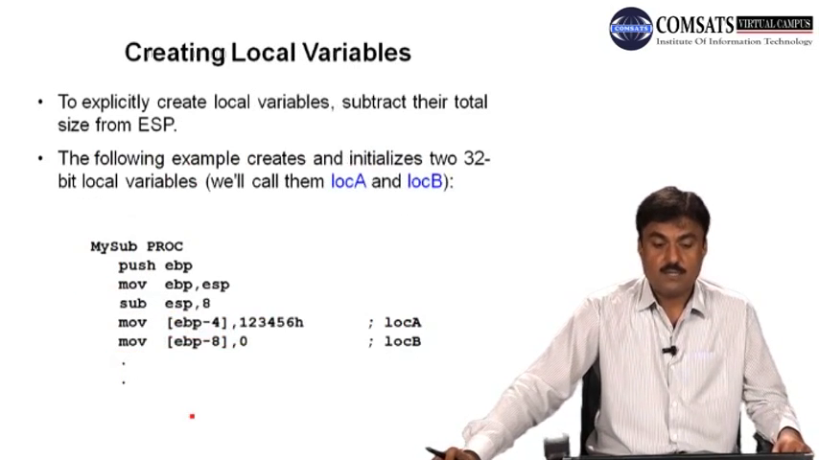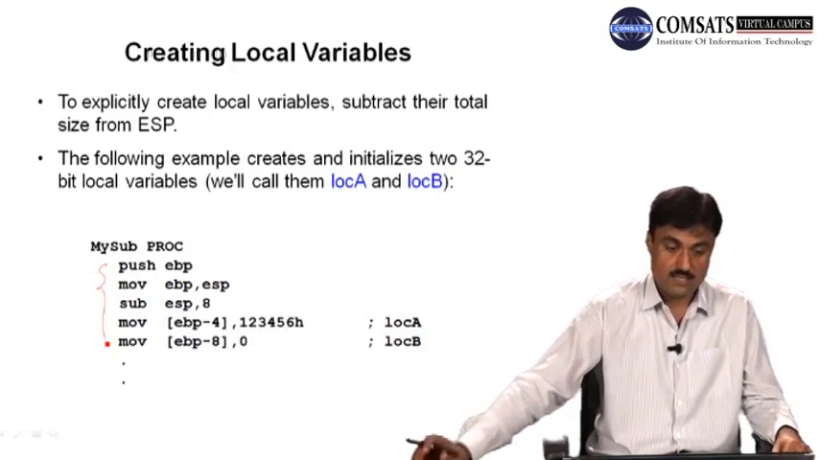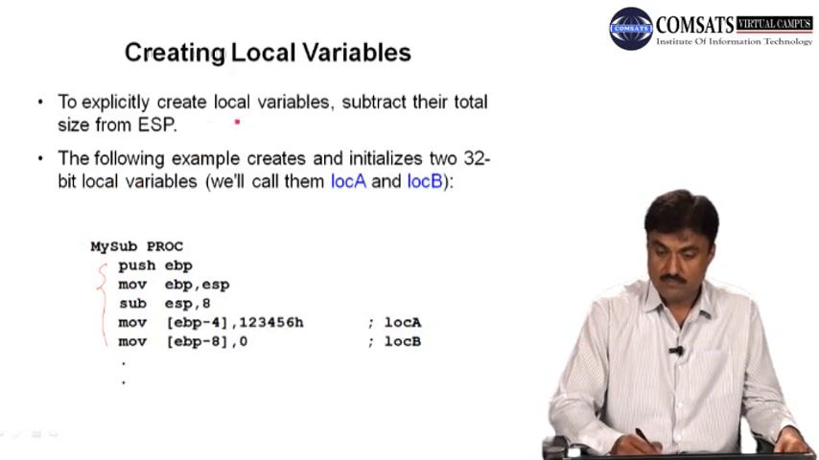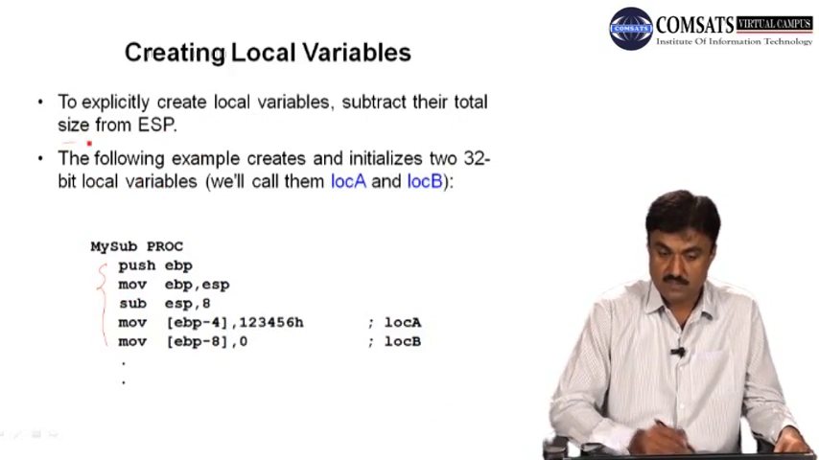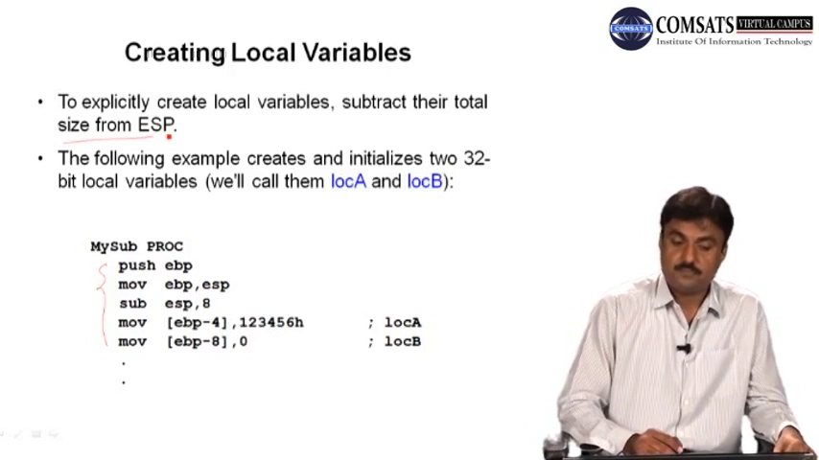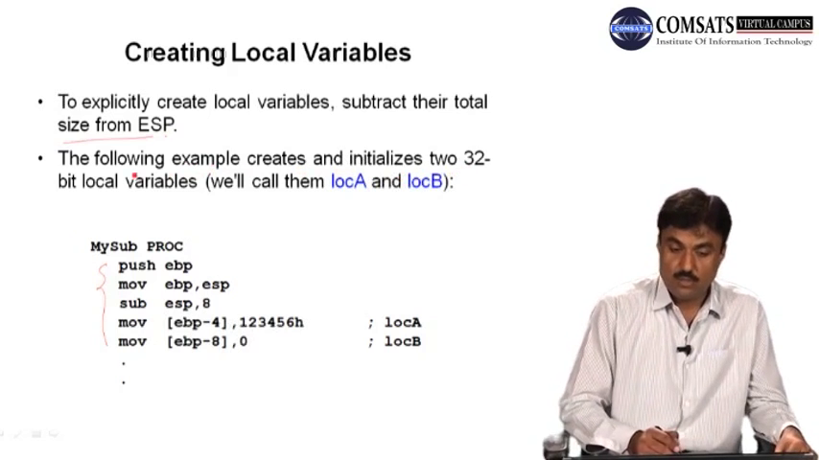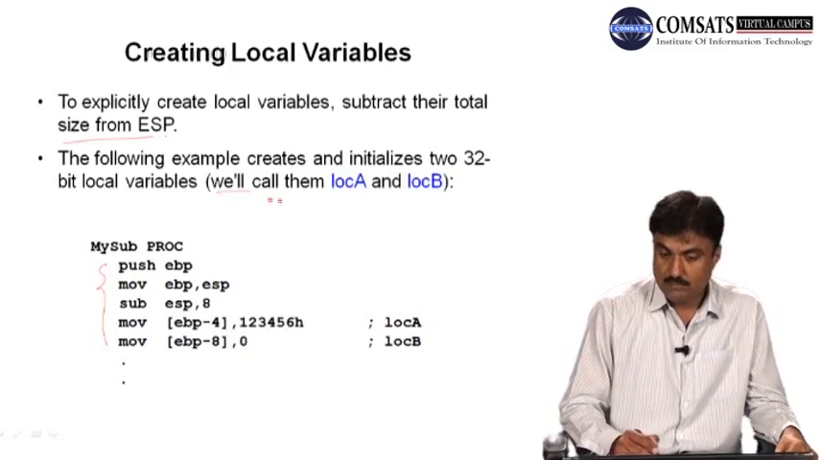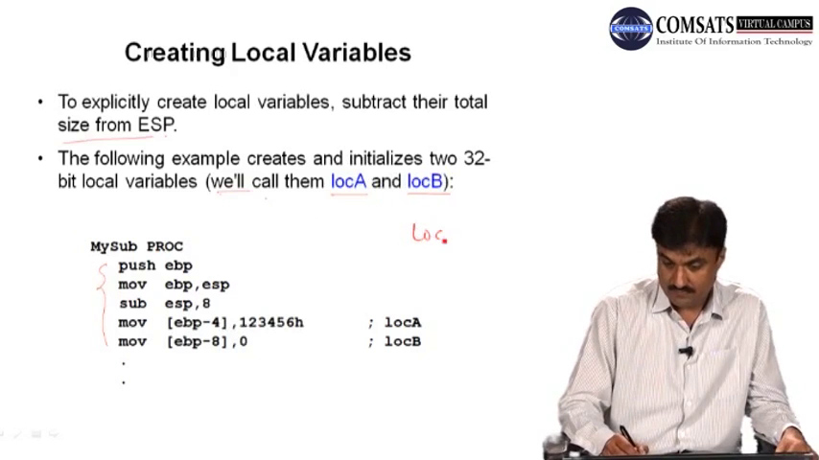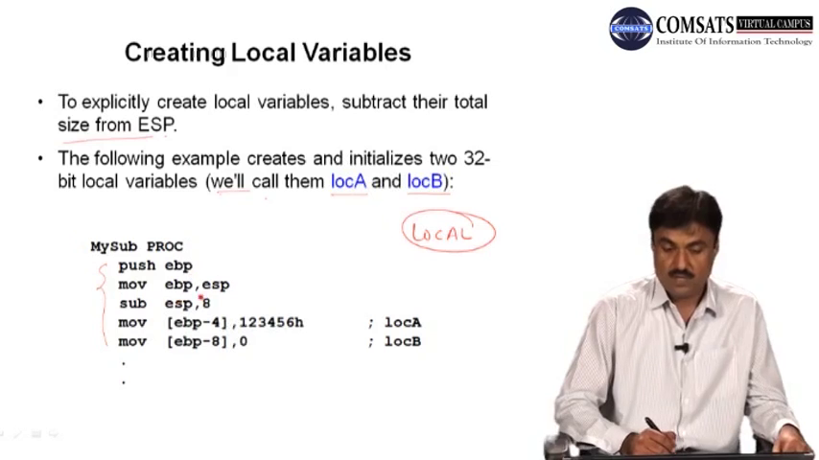And then creating the local variables. As we know, if we want to create the local variables, you can explicitly state the local variables, subtracting their total size from the ESP if you want to access them. So how can you do that? This following example creates and initializes two 32-bit local variables. We will call them local A and local B. You can use the local directive, or if you don't want to use the local directive, this is another way you can do it.